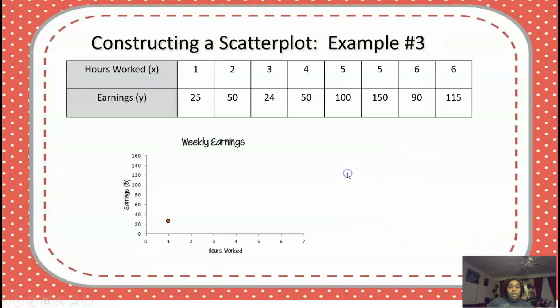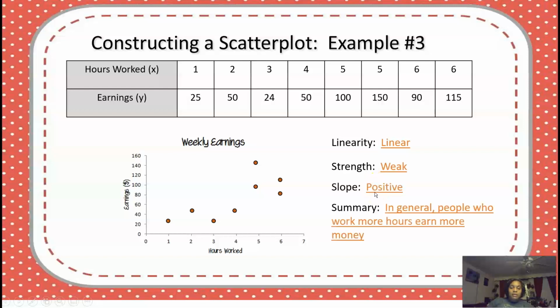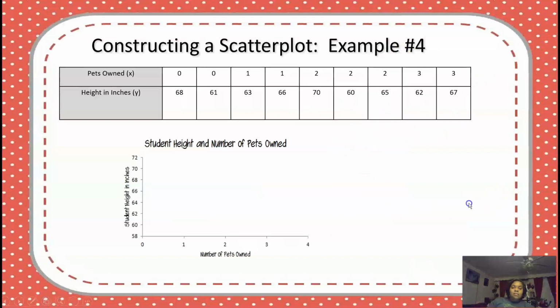And then you could talk about the weekly hours worked and the earnings. So here you would have 1 hour, 25; 2 hours, 50; 3 hours, 24. It goes up and down, up and down. It is linear. The strength is weak and the slope is positive. In general, people who work more hours earn more money, and that's what you can generalize from this.